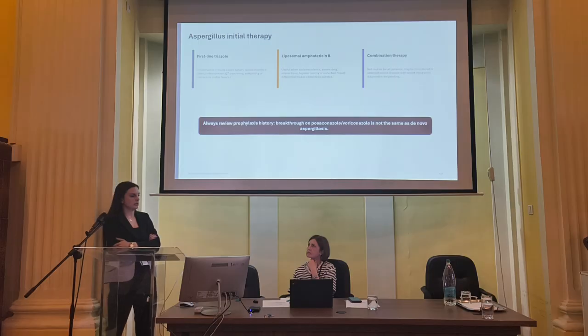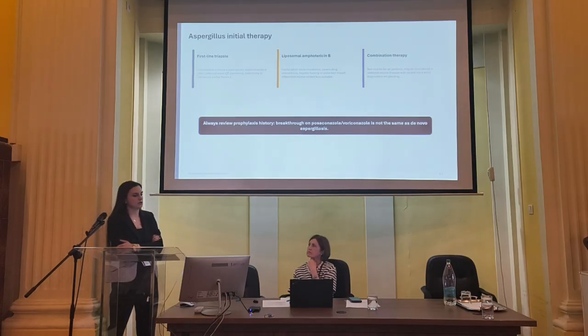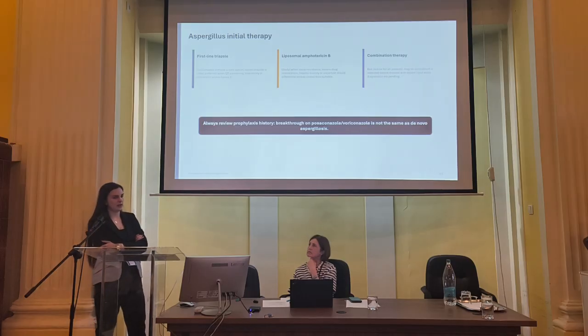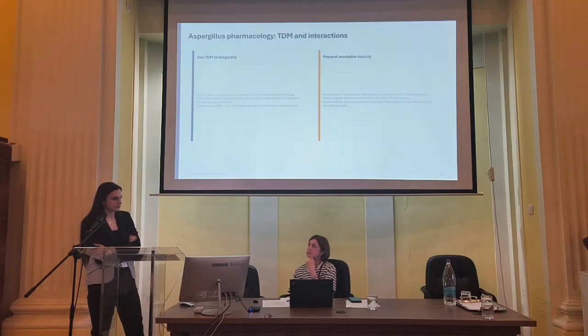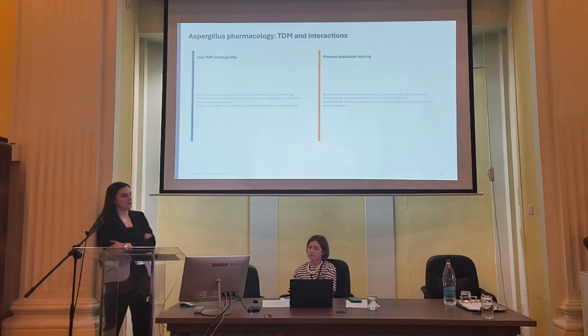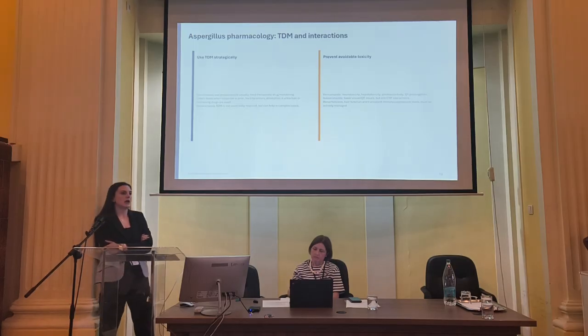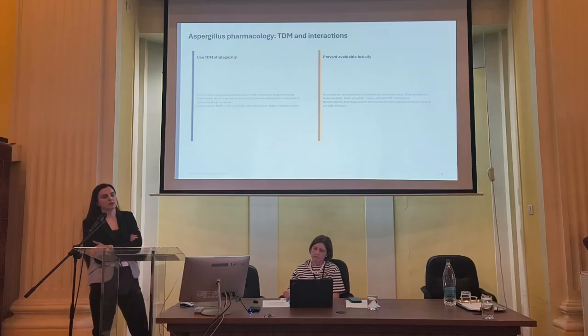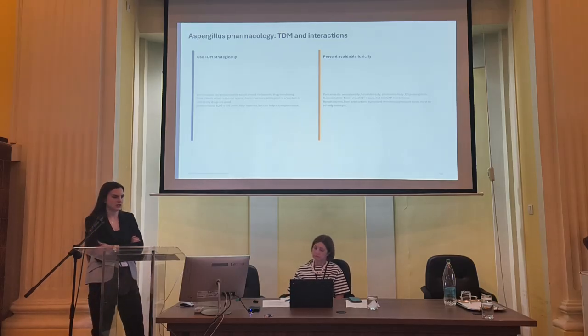First line is voriconazole, but if we have resistance, we can use liposomal amphotericin B, and if we have very invasive aspergillosis, then we can combine therapy, but it's not in every recommendation. It's important to have therapeutic drug monitoring while using voriconazole because of its toxicity, and we need to make sure that the patient is receiving an adequate dose of the medication, so we won't over- or under-dose this patient.